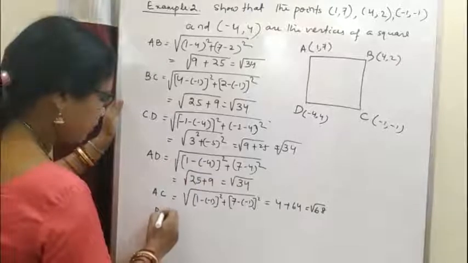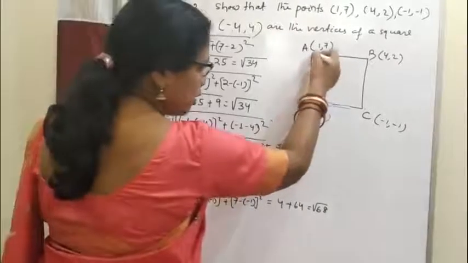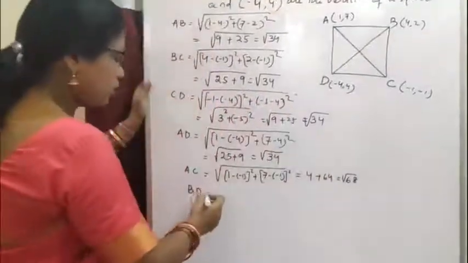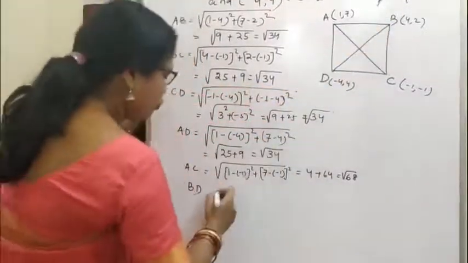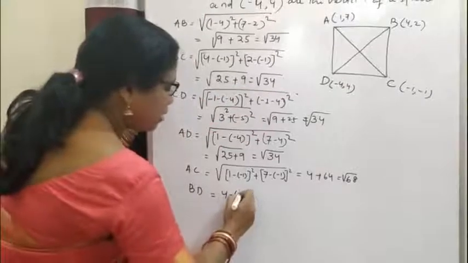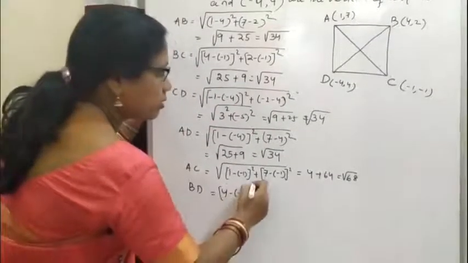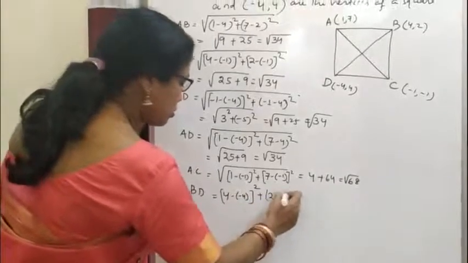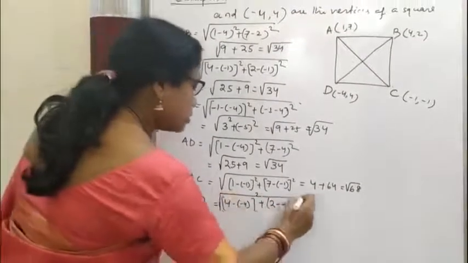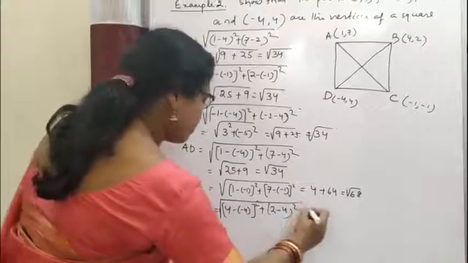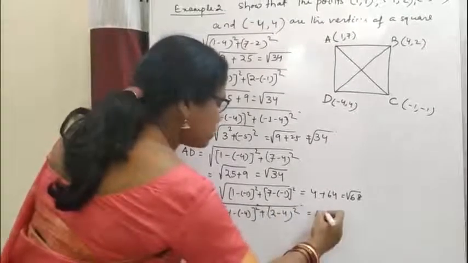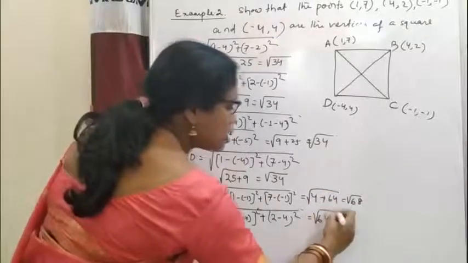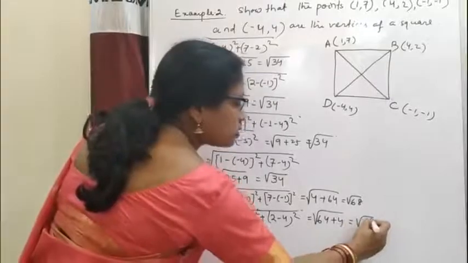Then BD. So here we can join the diagonals also. So what is BD? The square root of (4 minus -4) whole square plus (2 minus 4) whole square. So this is equal to 4 plus 4, 8 square, 64, plus -2 whole square, 4. So here the square root is there, so the square root of 68.